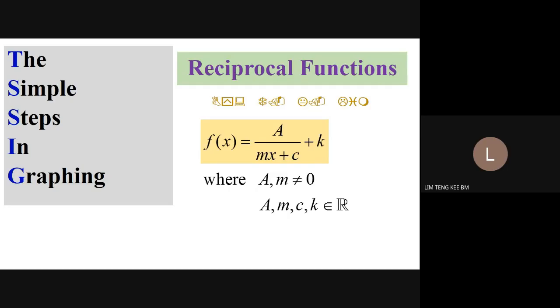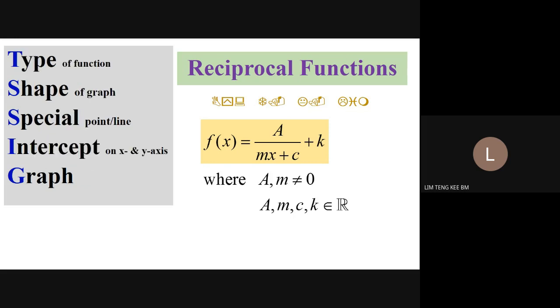So once again, we want to discuss the simple steps in graphing for the case of reciprocal function, where the simple steps in graphing is the acronym for the steps that are going to be involved later. Start with the first step, the type of the function, the shape of the graph, the special points or lines that are involved, the intersection points on the x and y axis, as well as the last step, we do the graph.